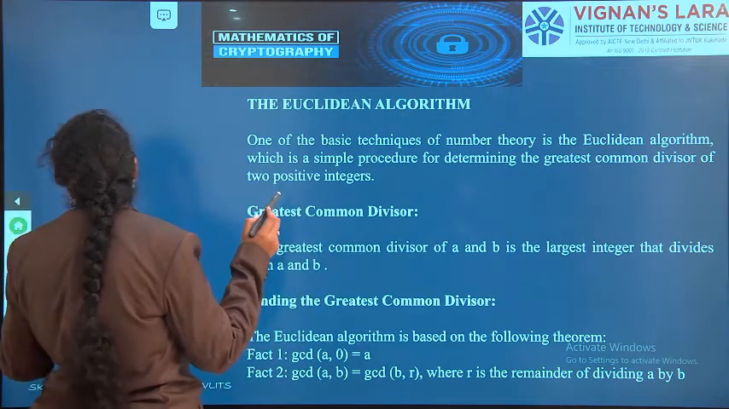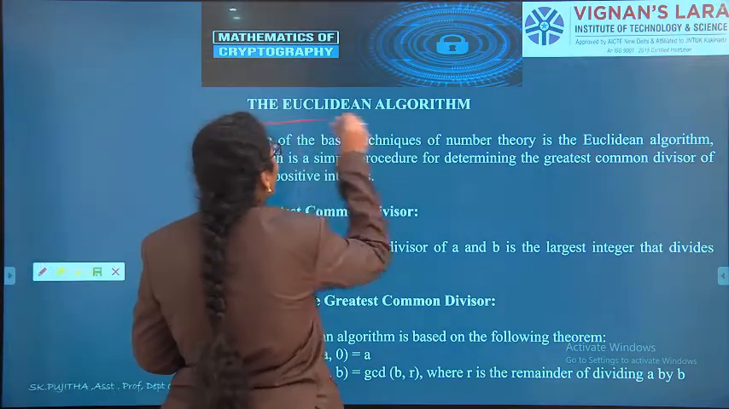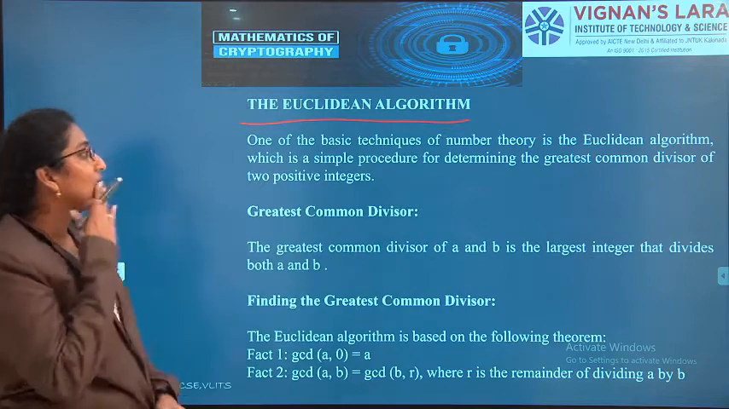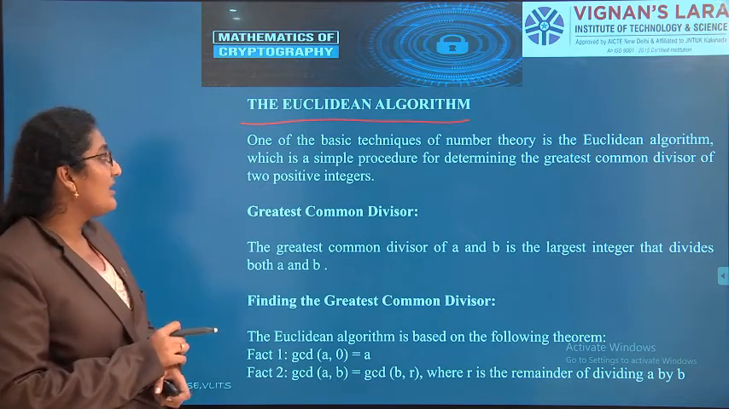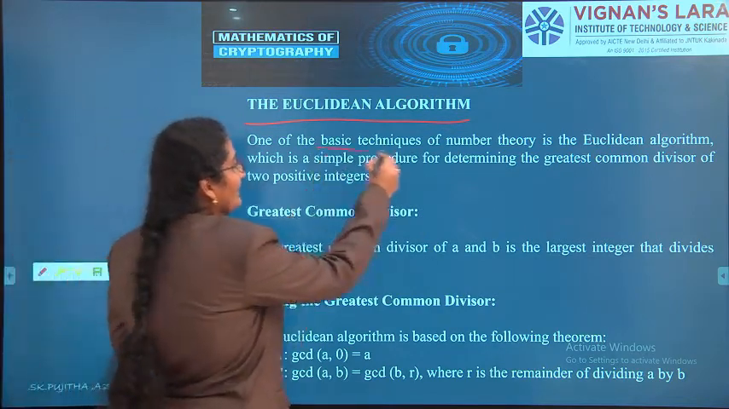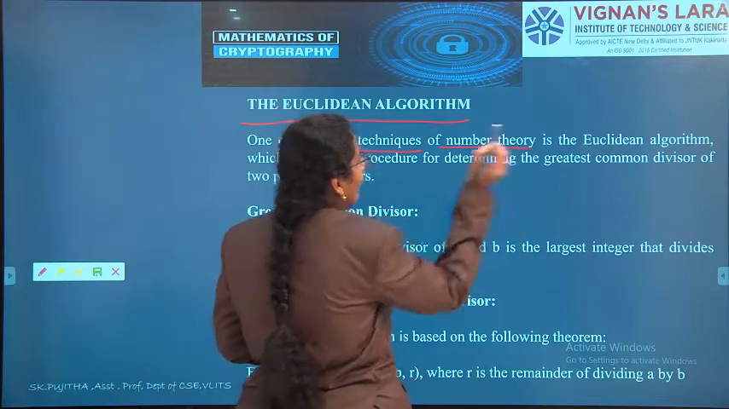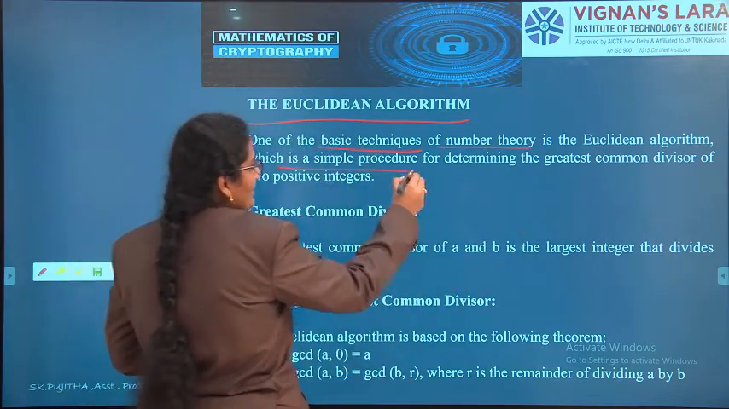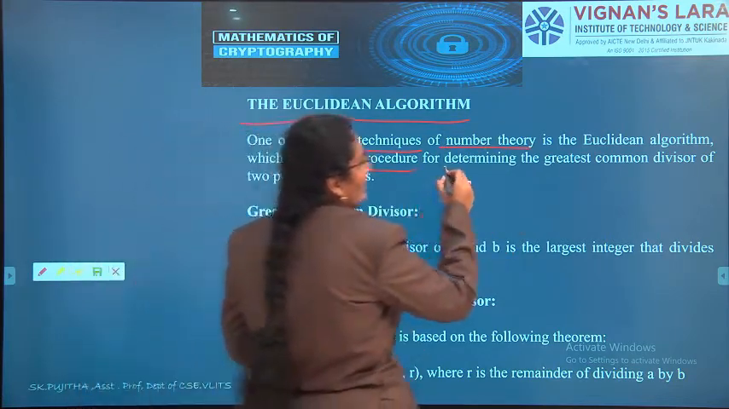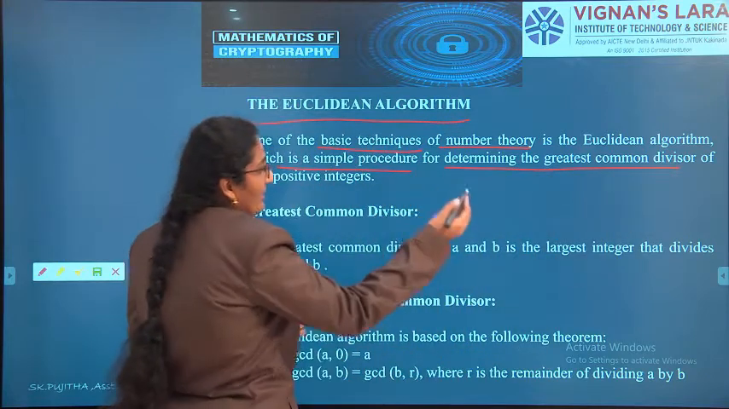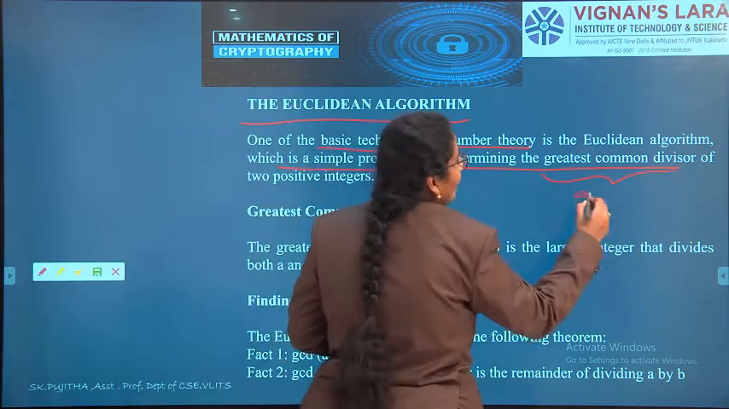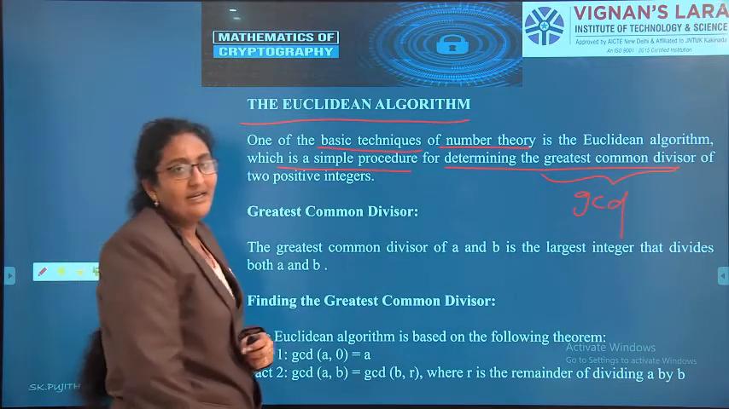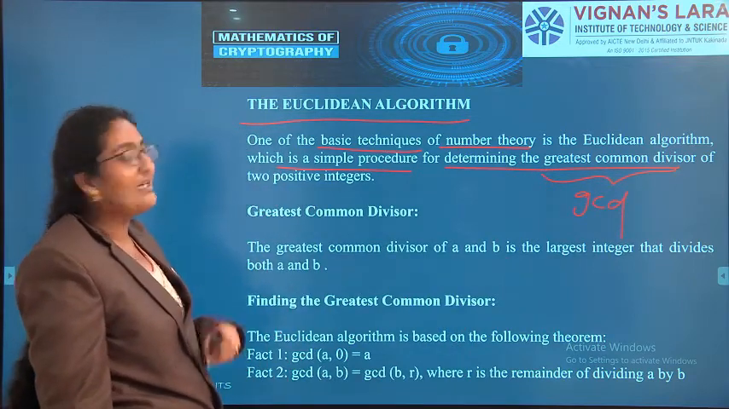First one is the Euclidean algorithm. So why is the Euclidean algorithm used? The Euclidean algorithm is a basic technique in number theory. This is a simple procedure and it is used for determining the greatest common divisor. Greatest common divisor is nothing but GCD.